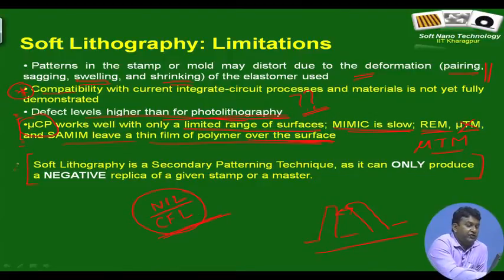Here is a major limitation of soft lithography. Soft lithography is a secondary patterning technique, as it can only produce a negative replica, under appropriate conditions, of a given stamp or a master.